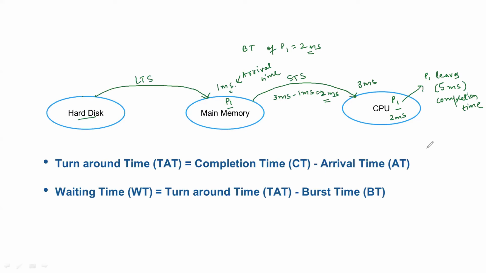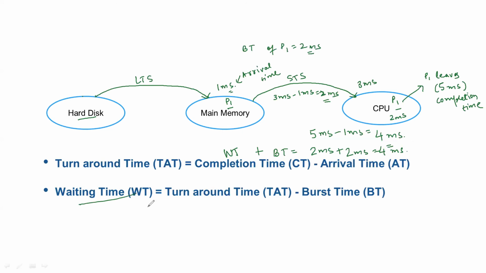Turnaround time is the time for which the process remains in the system from its arrival to its completion. That is 5, the completion time, minus its arrival time, which comes out to be 4 milliseconds. In other terms, turnaround time covers the waiting time plus the CPU burst time. So there is another formula for calculating turnaround time, which is waiting time plus CPU burst time. Waiting time was 2 milliseconds and burst time was also 2 milliseconds, which is again 4 milliseconds. So there are two ways you can calculate turnaround time.